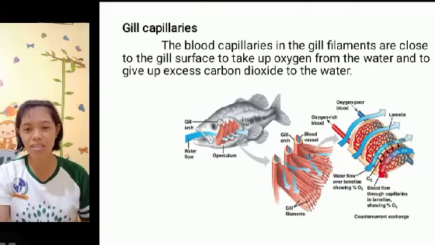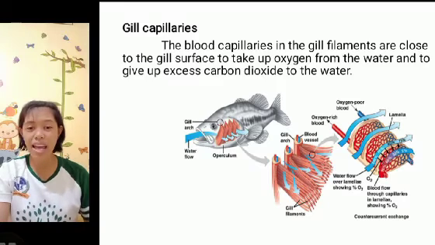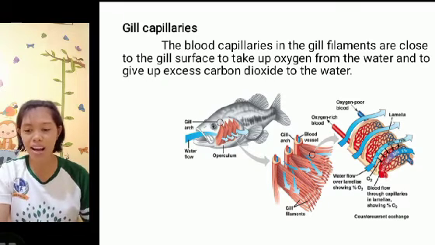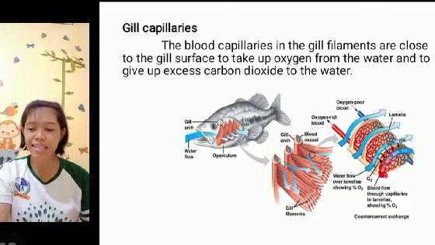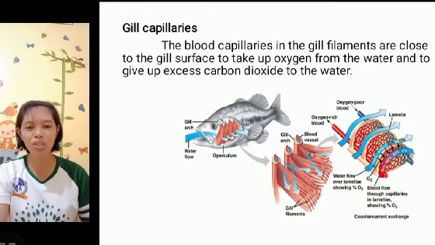The gill capillaries: the blood capillaries in the gill filaments are close to the gill surface to take up oxygen from the water. The water passes the operculum and then the gill arcs, and that's where they take up water to get oxygen and release the excess carbon dioxide to the water.